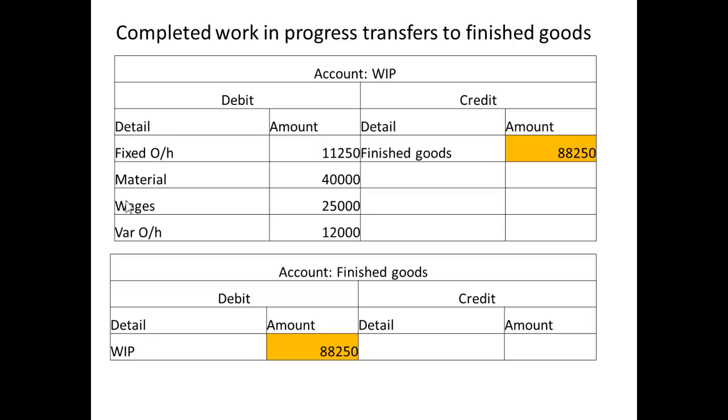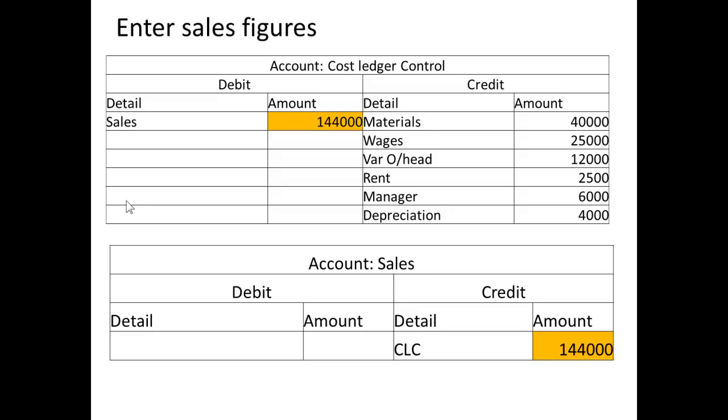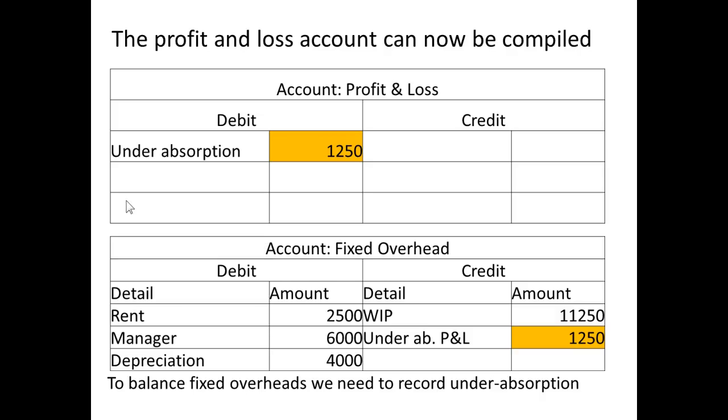And the completed work in progress now will come to 88,250. So we'll transfer that to finished goods by crediting work in progress, debiting finished goods. Finished goods will become cost of sales, so we'll credit the finished goods and debit our cost of sales. We can now enter our sales figures, so we will credit the sales account and we will debit the cost ledger control account. So now let's start compiling our profit and loss account.